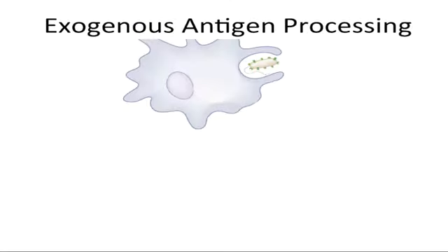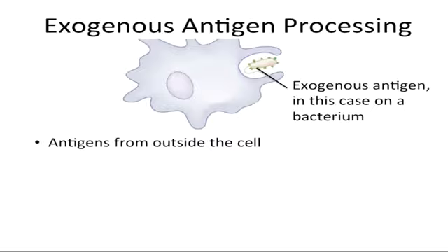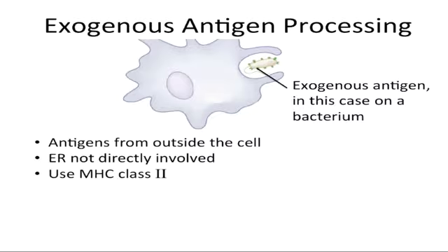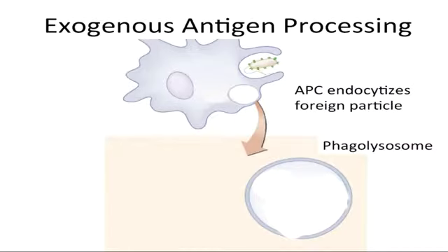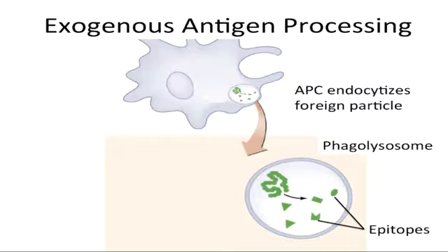Now, let's look at antigen processing for exogenous antigens. They are processed similarly, except that the antigens come from outside the cell. The endoplasmic reticulum is not directly involved. Epitopes are bound to MHC-2, and exogenous antigens are processed only by professional antigen-presenting cells, which include dendritic cells and macrophages. An antigen-presenting cell endocytizes the antigenic particle, and epitopes are released when the particle is digested in a phagolysosome.